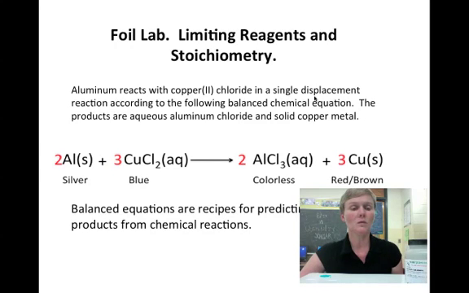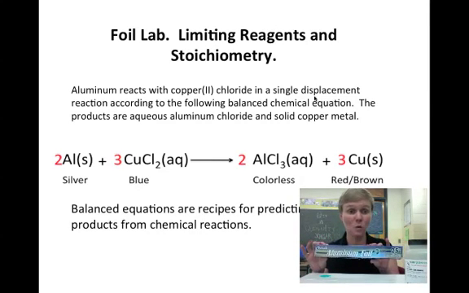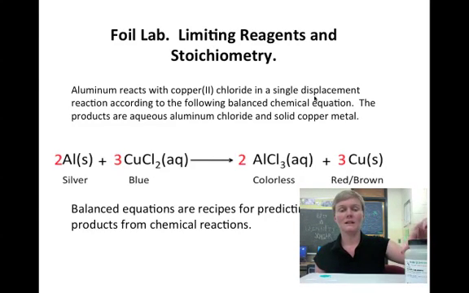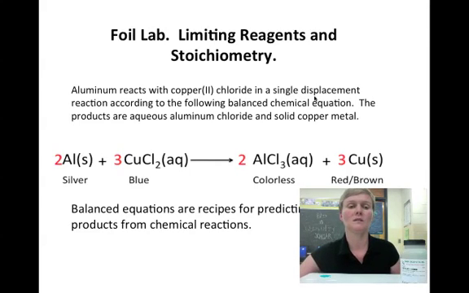So here we're going to react aluminum with copper chloride, and the form of aluminum that we're going to use is aluminum foil, so that's why I call it the foil lab. Copper chloride is actually a copper chloride hydrate that we're going to use, and we're going to do this single displacement reaction where we take aluminum solid and react it with copper chloride in an aqueous solution. So we're going to have this all in water. We're going to form a colorless aluminum chloride and copper solid.